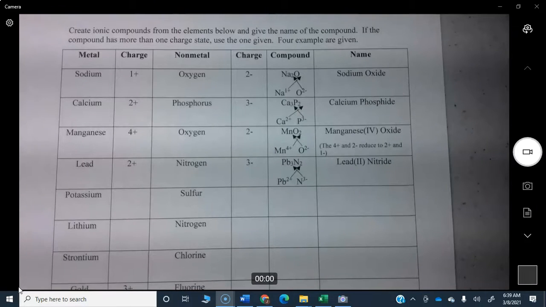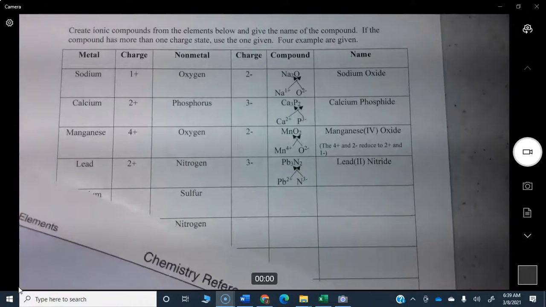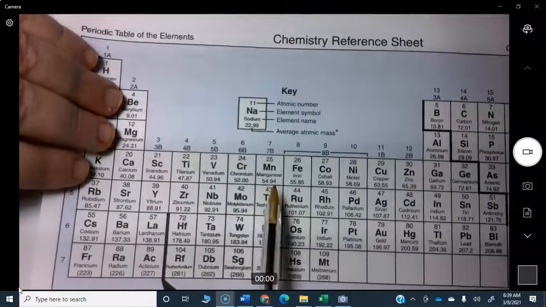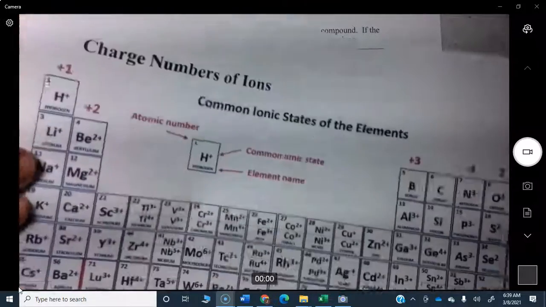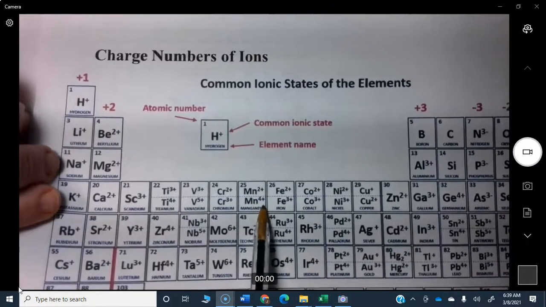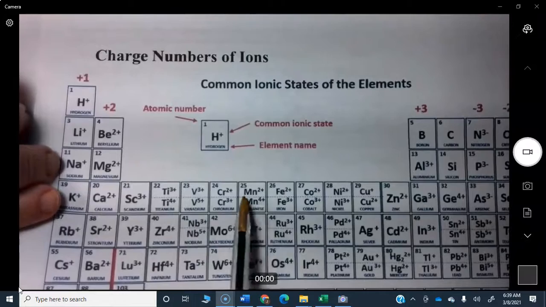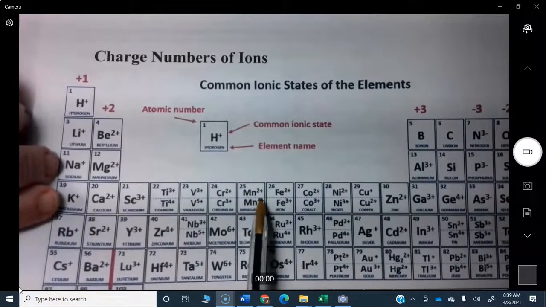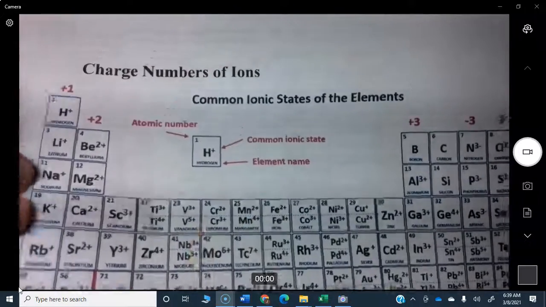Manganese oxide. So manganese is right here. We're going to need this one because it's a transition metal. And manganese can be either a 2 plus or a 4 plus. So in the cases where there's more than one, I'm going to have to tell you which one, what the charge is going to be on that. You cannot figure that out.